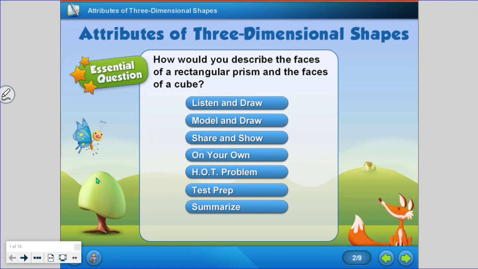And so our essential question today is, how would you describe the faces of a rectangular prism and the faces of a cube? So we're going to be looking at rectangular prisms, and we're going to be looking at cubes, and we're going to be talking about the faces. So you should be able to describe the faces of those two shapes by the end of our lesson.